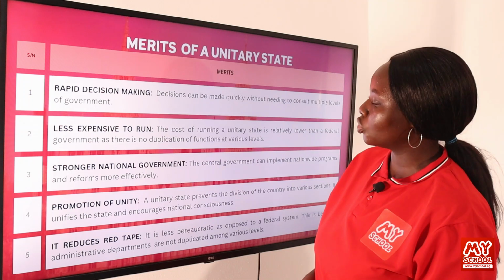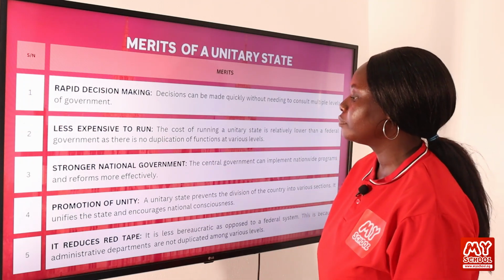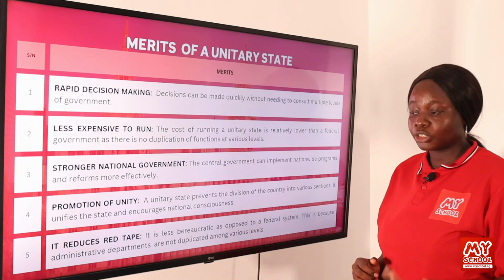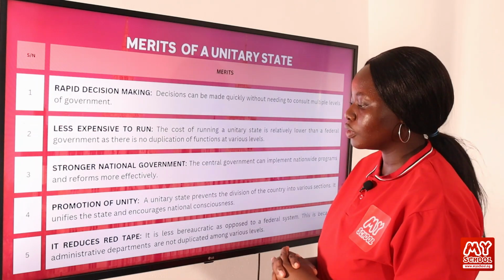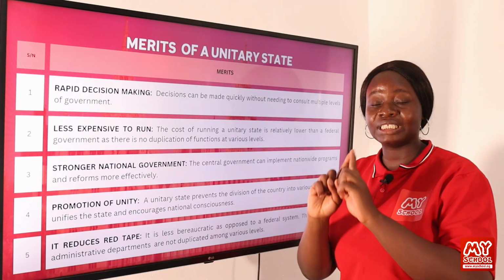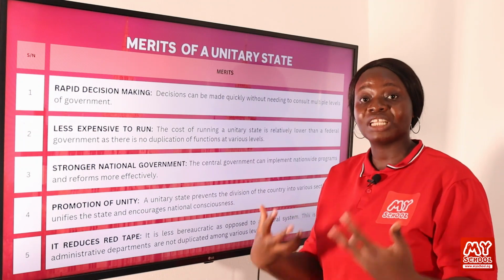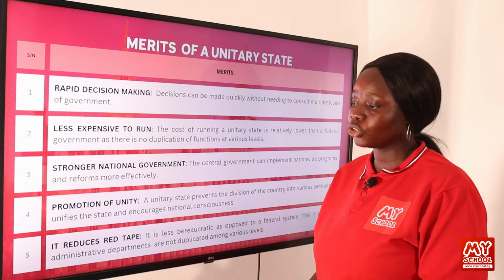Another merit of a unitary state is the promotion of unity. A unitary state prevents the division of the country into various sections. It unifies the state and encourages national consciousness. You have one leader and you look up to that particular leader. With that, there is a sense of national unity, a sense of national consciousness.